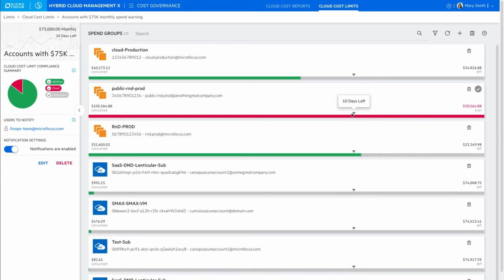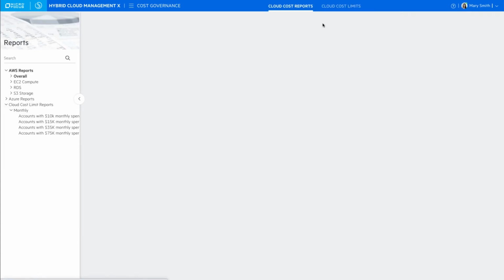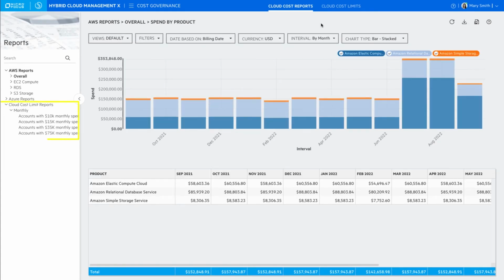Now, cloud cost limits are month-based, so they will reset every month and go back to zero so that a new buildup of cost can happen over the course of the next month. Sometimes, however, it can be interesting to see how cloud accounts have been behaving historically with regards to their limit. And those historical views are available in the cloud cost limit reports section of our cloud cost reports.